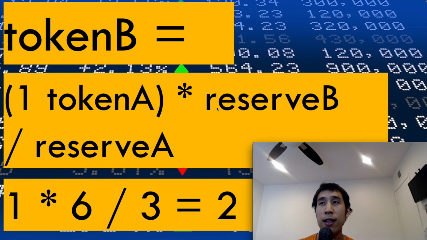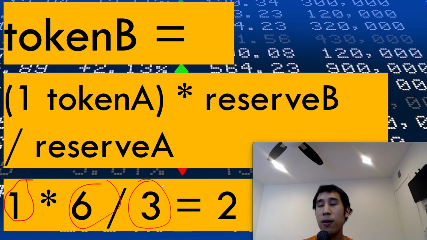The exact math is that you can take the ratio of reserve B over reserve A and multiply that by the amount of token A that you're adding in. In our example, we are adding 1 token of token A into the pool. The total reserve of token B is 6. The total reserve of token A is 3. Therefore, 1 times 6 over 3 is equal to 2. Therefore, for each token A, we have to add 2 tokens of token B.